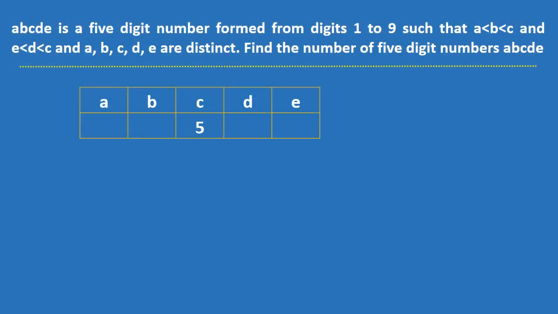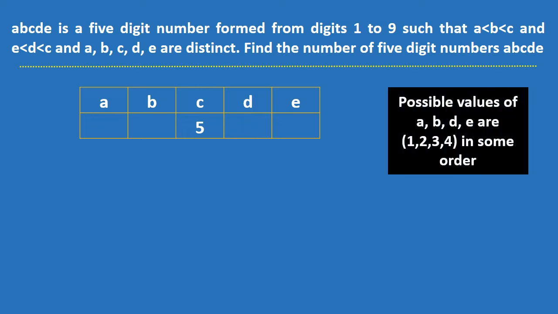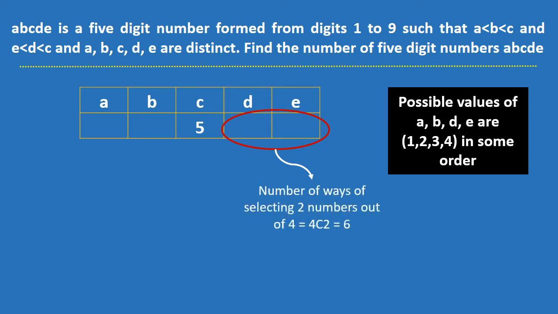Let us put C equal to 5 and look at the possibilities. The possible values that A, B, D, E can take are 1, 2, 3, 4 in some order. We will see that order a little later. Let us look at filling up D and E first. Out of 4 numbers, we have to select 2 numbers. That is possible in 4C2 ways, that is 6 ways. We are not considering any rearrangements among these 2 numbers. We are not considering the permutations, but we are considering the combinations. The reason is that E is less than D is the condition.